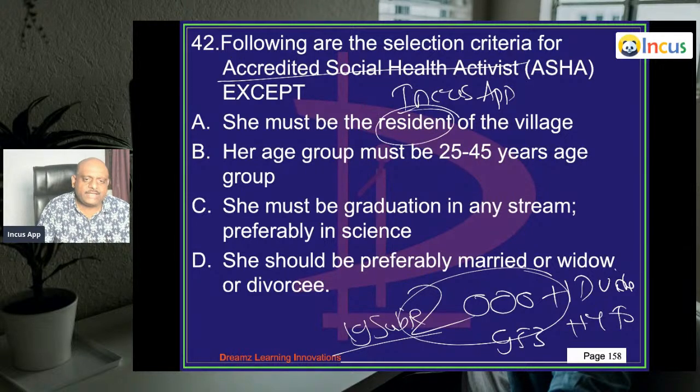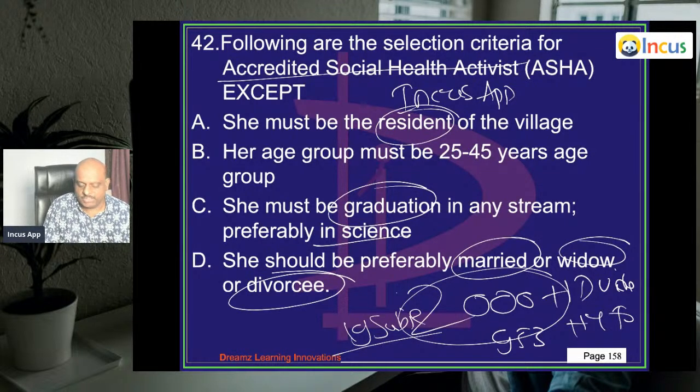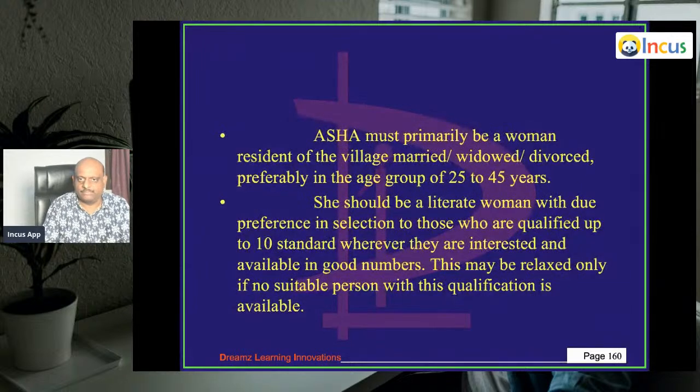She must be resident of the village. She must be graduate in any stream, preferably in science. She should be preferably married, or widow or divorcee is more preferable. Typically in the age group of 25 to 45.